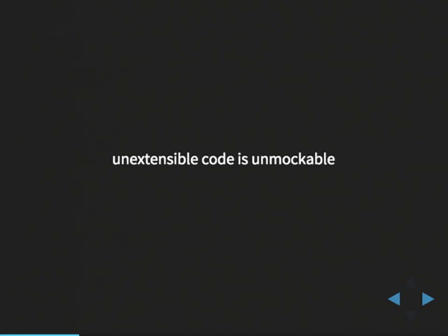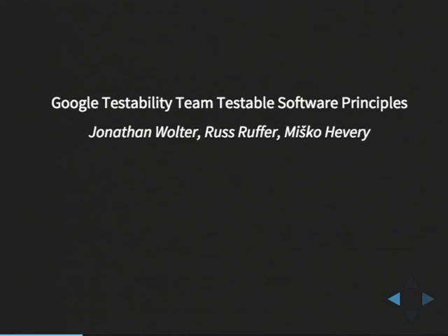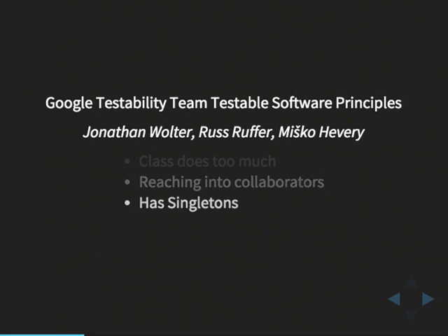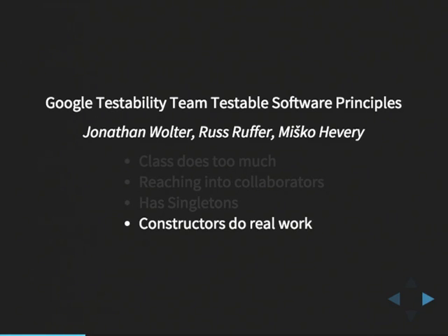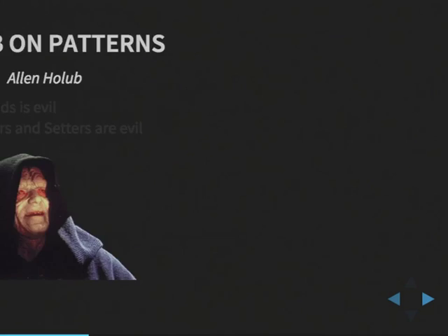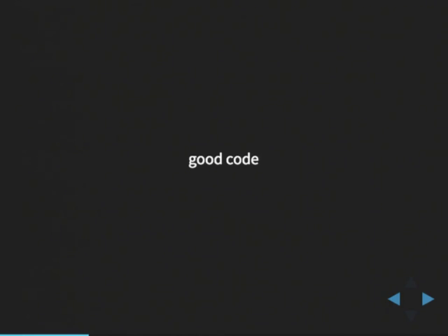It also turns out that unextensible code is unmockable. And so the Google testability team has come out with a whole bunch of recommendations. They say, if you see these things in your code, there's something wrong, such as if your class does too much, or if you're reaching into collaborators, or if your class has singletons, or if constructors do real work. And if you go even deeper into the classics of Java programming, Allen Holub, who was big in the Java world, in the Dr. Dobb's days of blogging about Java, claims that extends is evil and that getters and setters are both evil. So, look out.